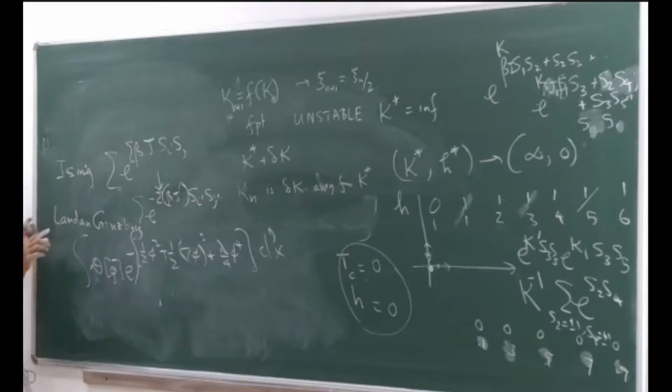And after that, you will look at the directions in which you will go away from the fixed point. Those are the ones which you need to control. The others move into the fixed point, you can ignore them. So that is relevant and irrelevant.